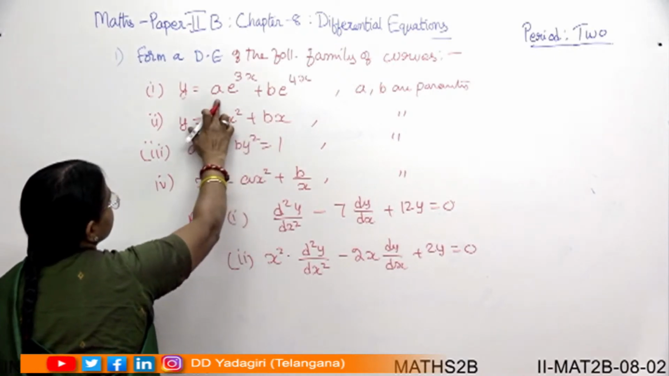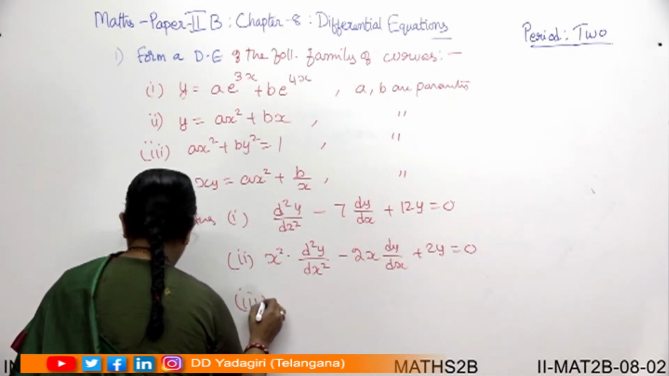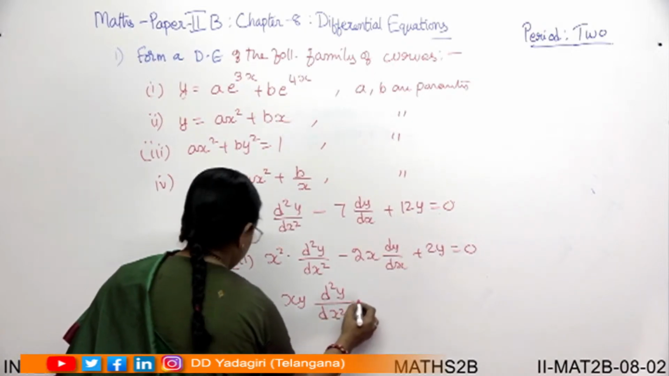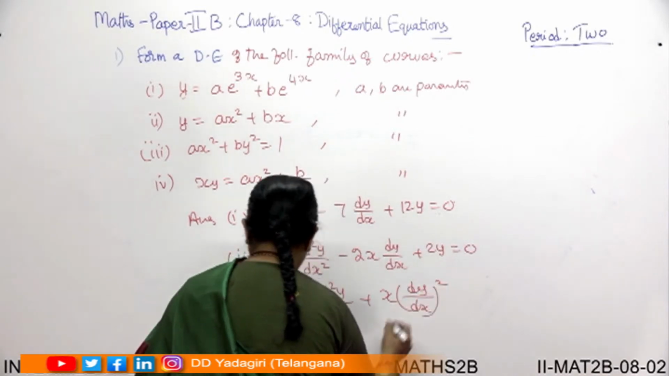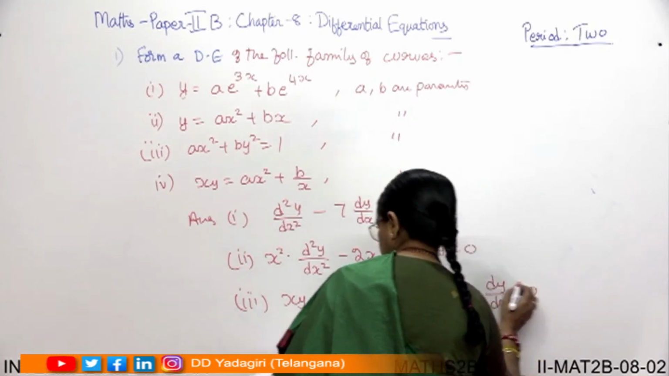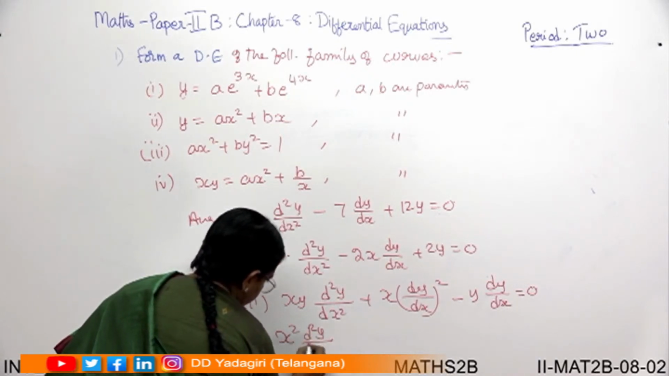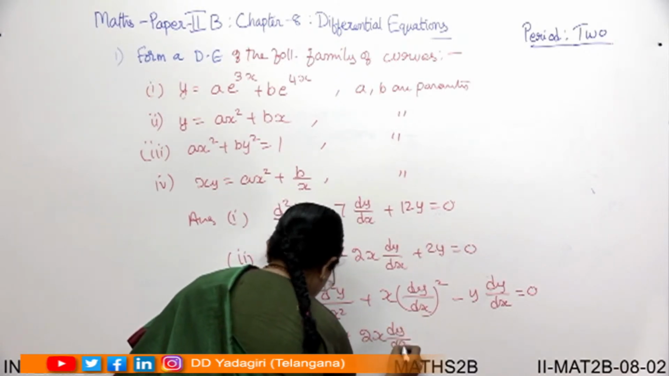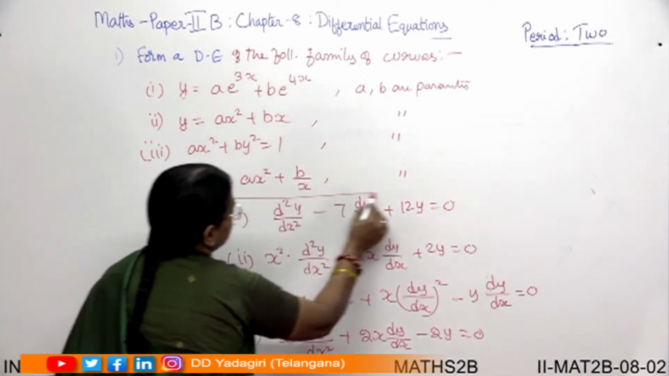These are very easy, but the first one, I think I'll try to do it in the next period. For the third one, xy into d square y by dx square plus x into (dy by dx) whole square minus y into dy by dx is equal to 0. And then the answer for the fourth one is x square d square y by dx square plus 2x dy by dx minus 2y is equal to 0. These are the answers. You can just try.